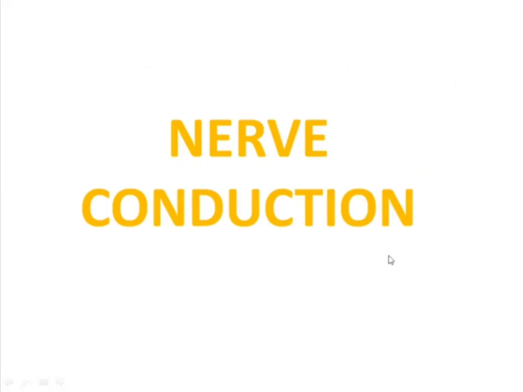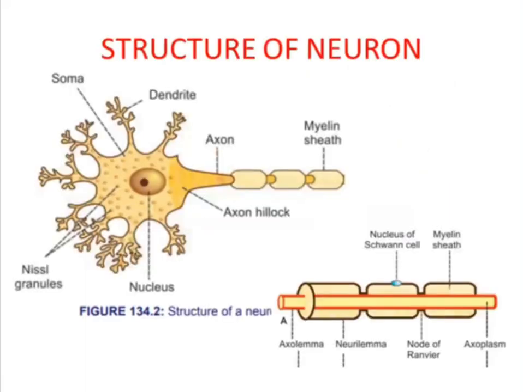Today we will see the nerve conduction. Before that, we will see the structure of the neuron, right? This is the cell body. This is the axon. There is the axon, there is the myelin sheath, right? Then the cell body has the nucleus, then the initial segment, right? Stroma is the cytoplasm of the cell body. Then there is the dendrite. These are the structures of the neuron.